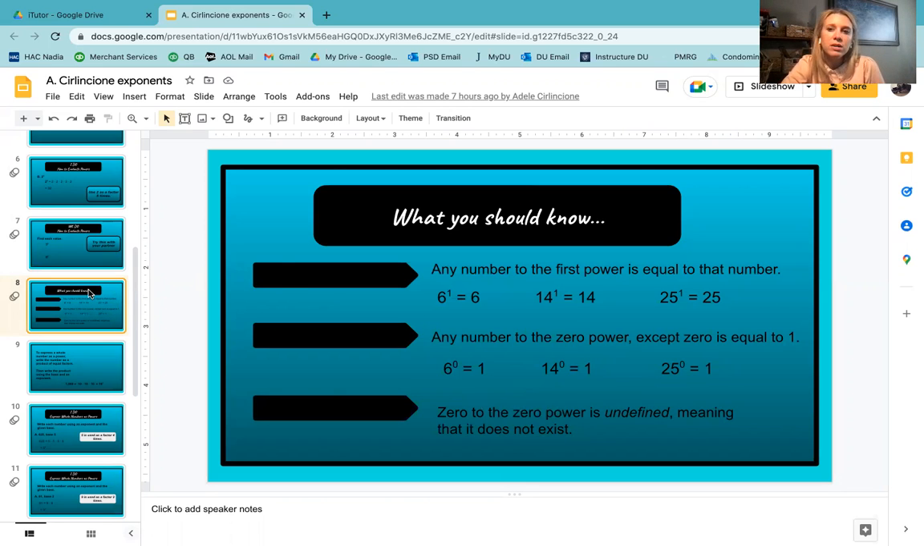Okay, so tell me again, what's 2,000,000 to the power of 1? Yes, 2,000,000. What is 3,000,000 to the power of 0? Yep, it is just 1. Good.